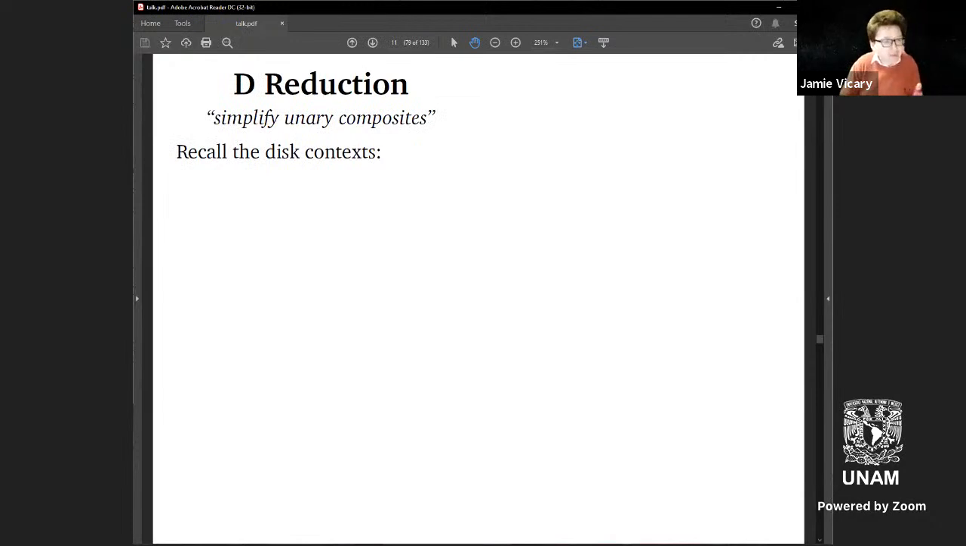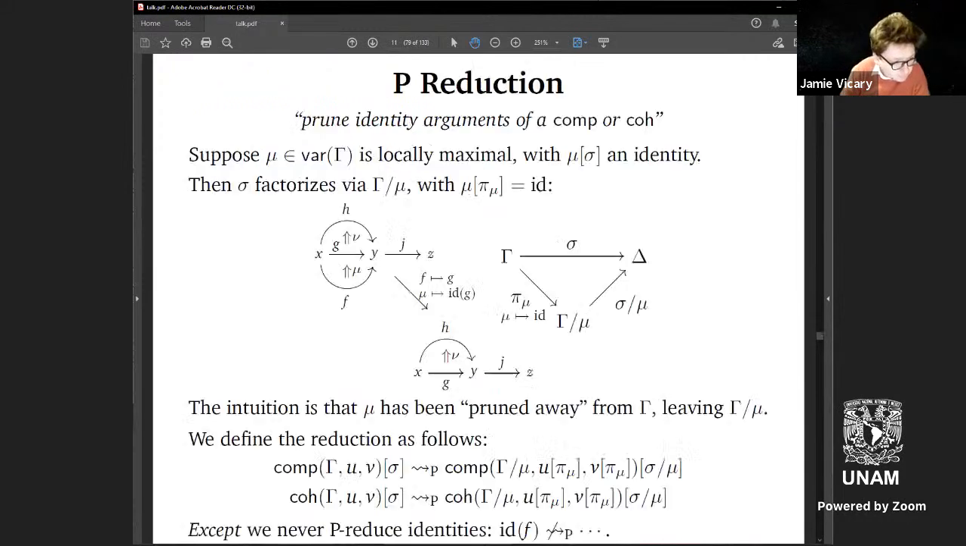Okay, so that was the main thing. That was the main idea of the whole talk. So now a few things that are simpler. So this was prune identity arguments. If you were composing with an identity, don't bother. Just throw the identity away instead.